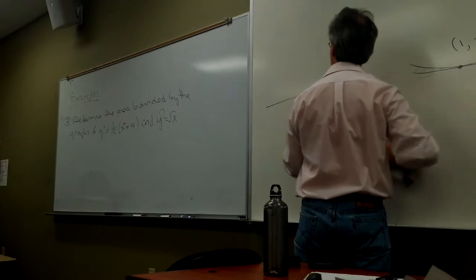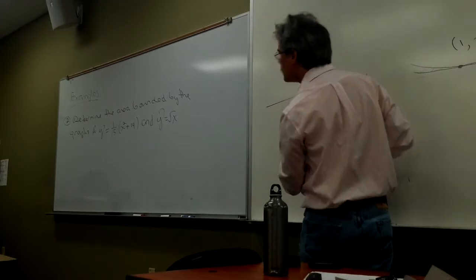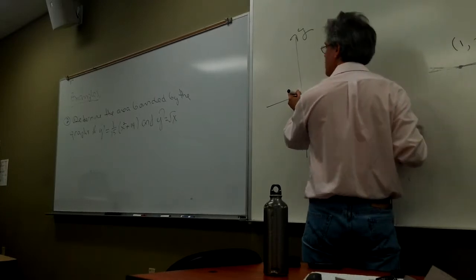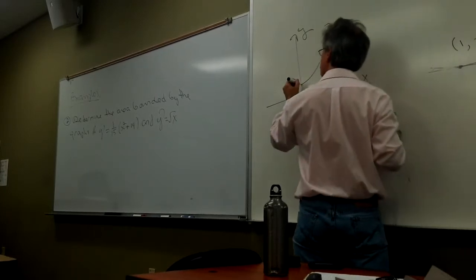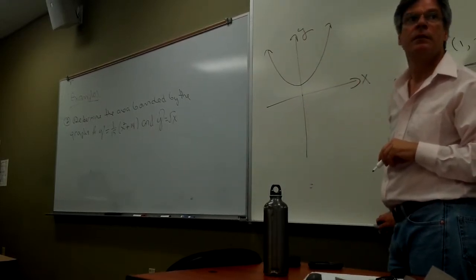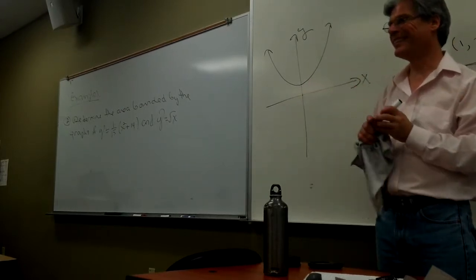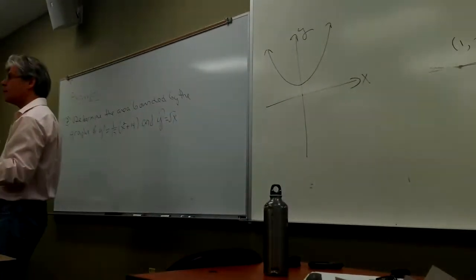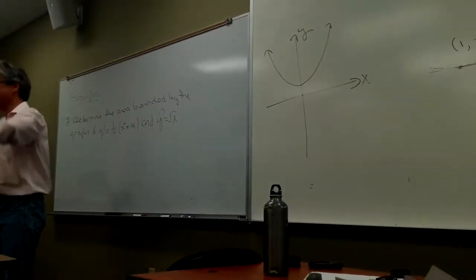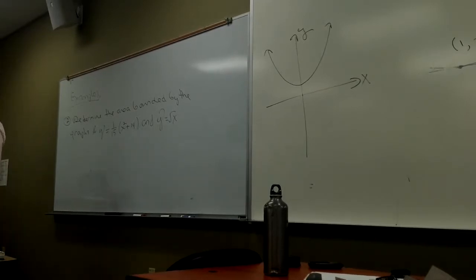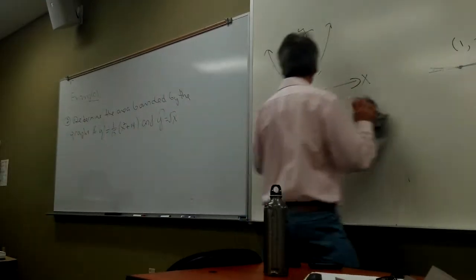X-axis, y-axis, vertex at the origin. Actually, it's not at the origin, slightly higher. Can I be this lazy? And the other one is, use words. The graph looks like a sideways half of a parabola. I don't know what that graph is, but I know what a square root graph is, so it's half a parabola that opens up to the right. Vertex at the origin. Maybe it looks something like this.